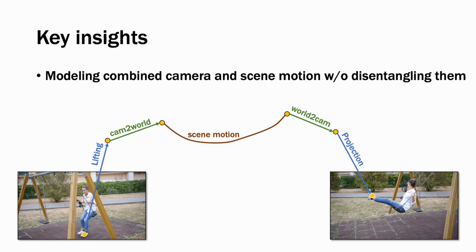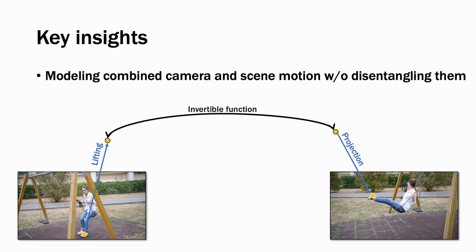Second, since all we care about is 2D correspondence, it turns out that we don't need to disentangle camera and scene motion, and can model the two as a single transformation. Considering these two frames, the mapping function between their corresponding 3D spaces can be modeled as a bijection, or in other words, an invertible function.